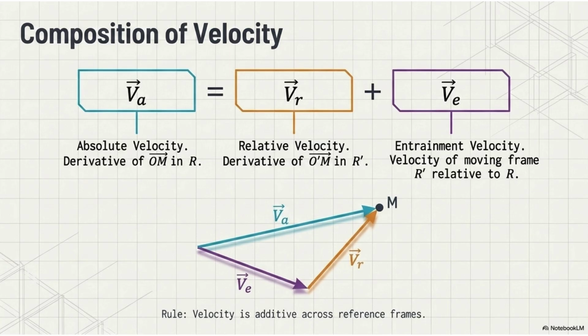The vector diagram at the bottom illustrates this addition geometrically. The relative velocity and entrainment velocity combine to produce the absolute velocity. Therefore, velocity is additive across reference frames. The key rule to remember is, absolute velocity equals relative velocity plus entrainment velocity. This equation is one of the central results of relative kinematics.